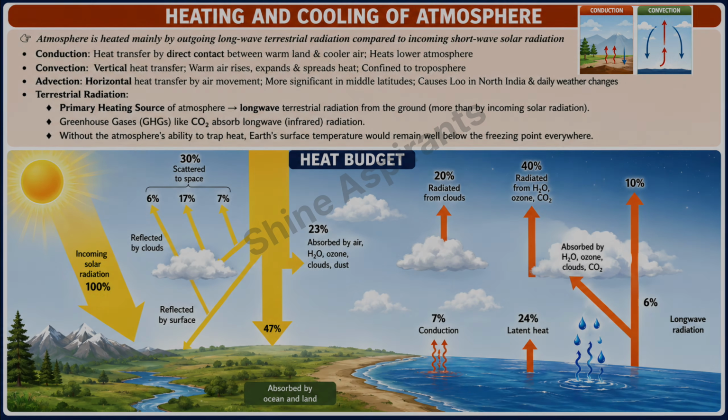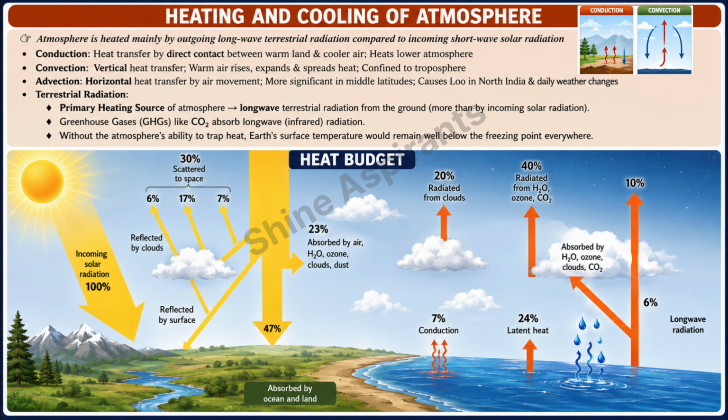Heating and cooling of atmosphere. Keynote: the atmosphere is heated mainly by outgoing long-wave terrestrial radiation compared to incoming short-wave solar radiation. 4 mechanisms. Conduction: heat transfer by direct contact between warm land and cooler air. Heats the lower atmosphere. Convection: vertical heat transfer. Warm air rises, expands, and spreads heat. Confined to troposphere. Advection: horizontal heat transfer by air movement. More significant in middle latitudes. Causes loo in North India and daily weather changes.